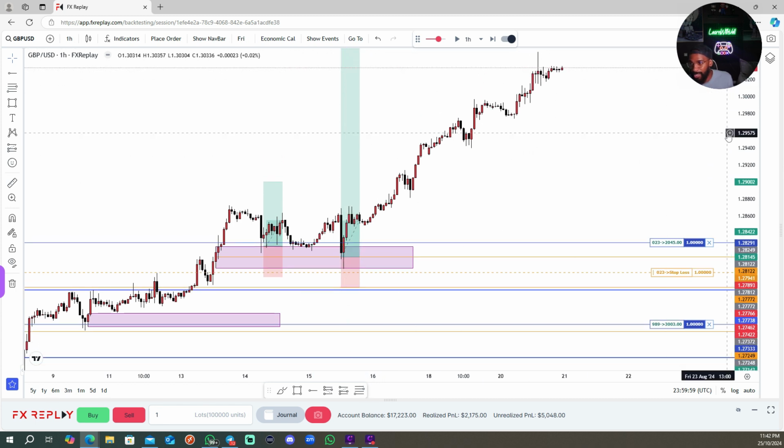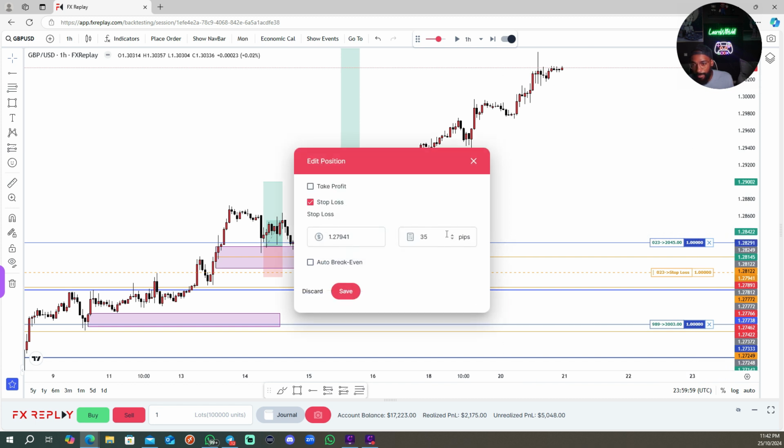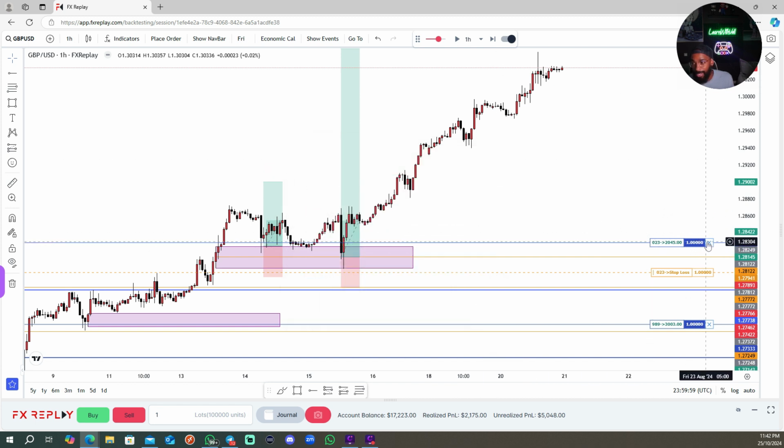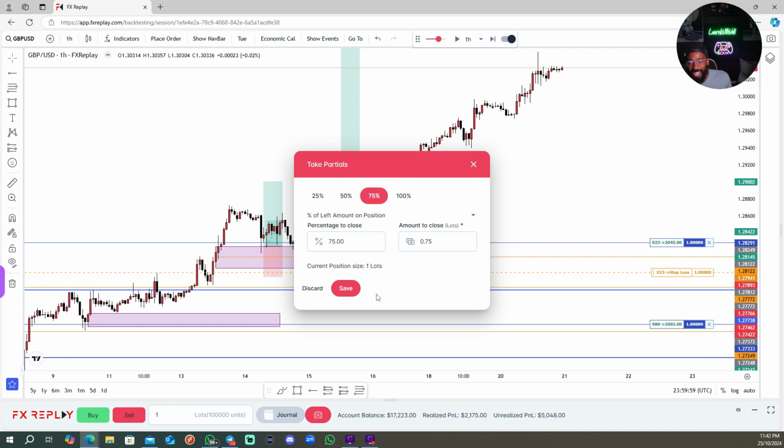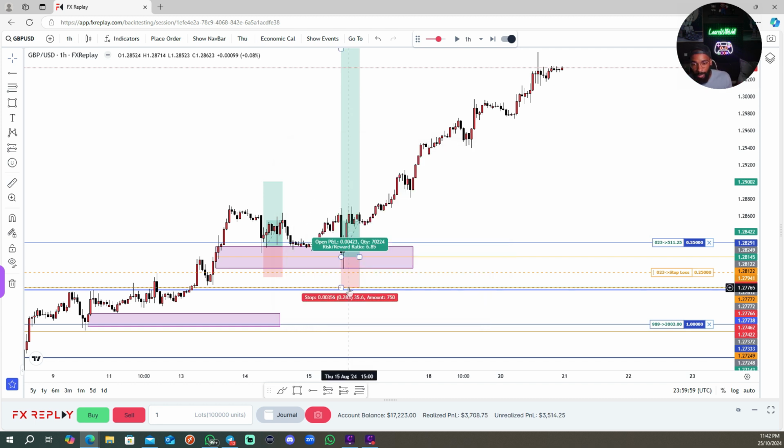Now, I'm not saying these trades are going to happen all the time. They're not. But for the most part, when they do happen, that's all you need to be in the market for this to happen to you once. If this happens to you once, guys, you're in the money. Now, I'm going to leave one position with the full lot size so we can see its potential. Okay.